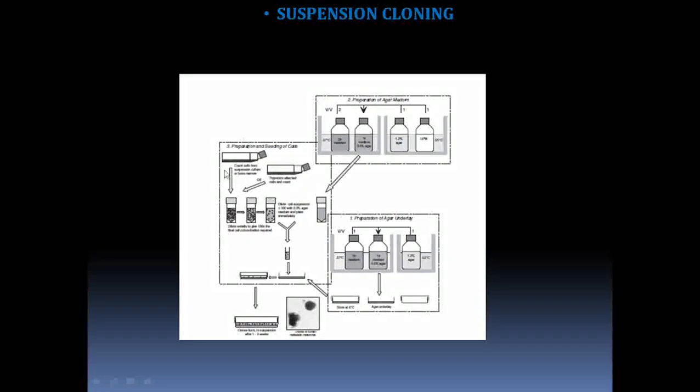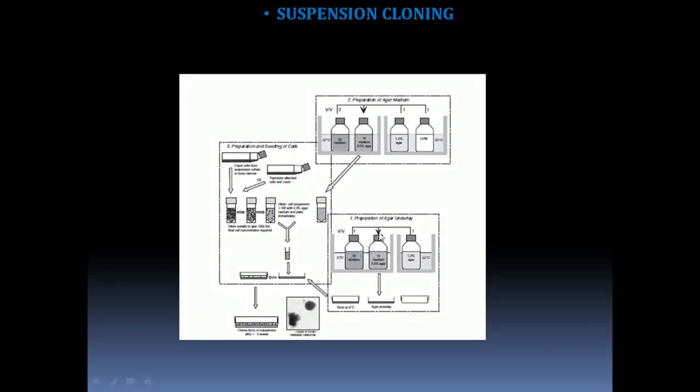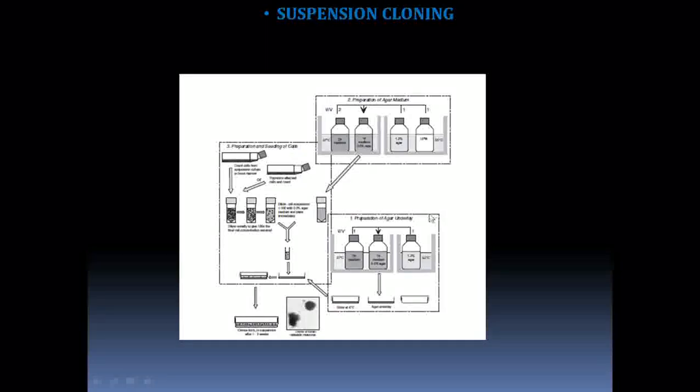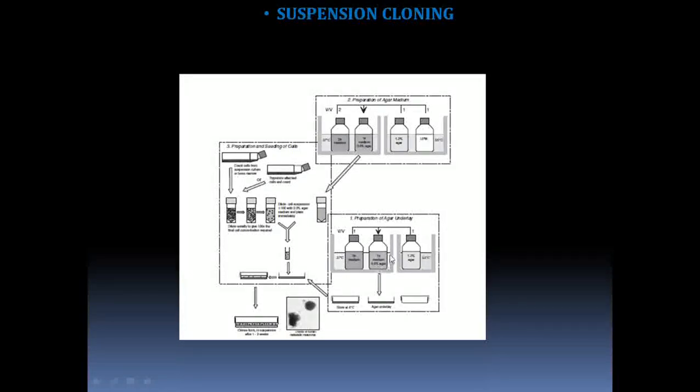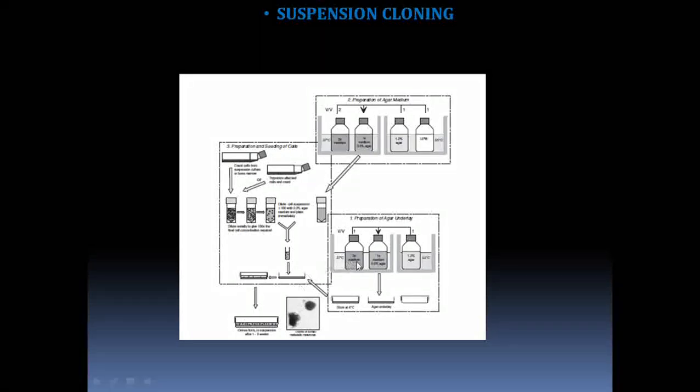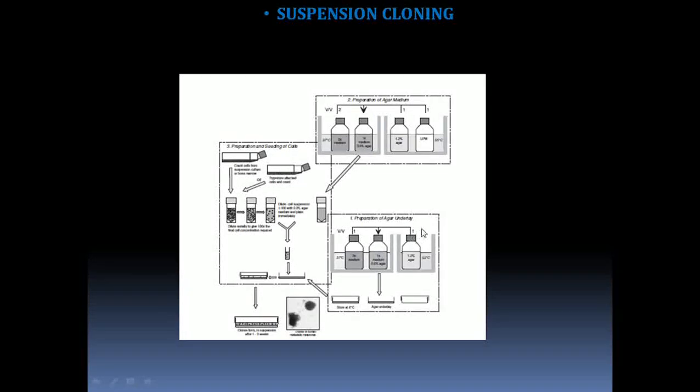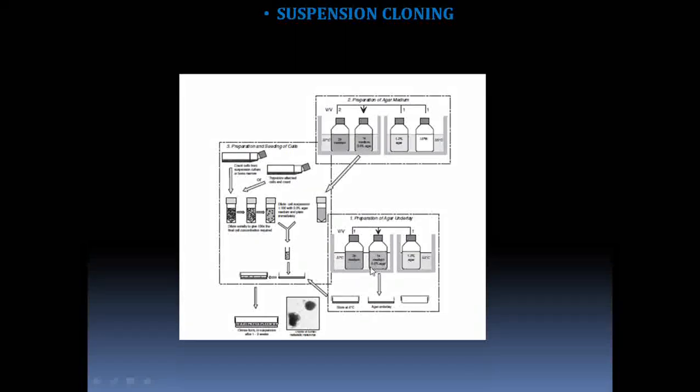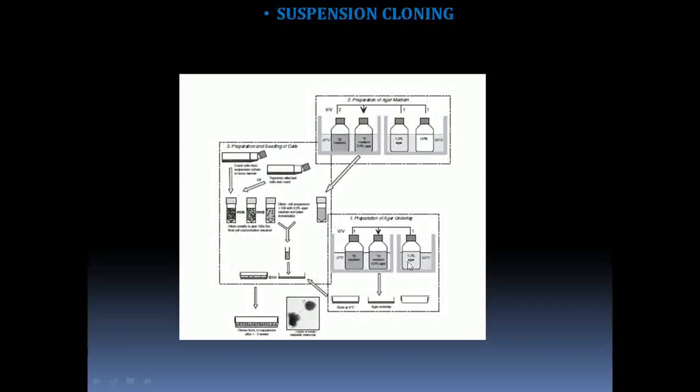Let's see how I can perform a suspension culture. You need to perform the suspension culture with agar, which is a gelling substance. That gelling substance will keep the cells under the cloning procedure in a suspended form. So what you will be doing is adding your medium with the agar. You have added your medium in this bottle along with the agar.